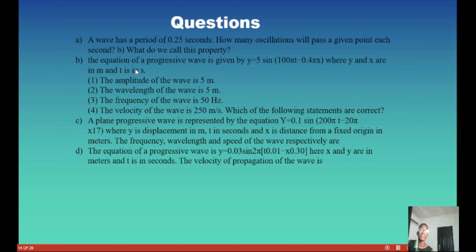So the next question says the equation of a progressive wave is given by y is equal to 5 sine (100 pi t minus 0.4 pi x), where y and x are in meters and t is in seconds. So let's quickly go to the board. So we have y is equal to, don't forget our first formula, y is equal to A sine (wt plus or minus kx). So having that now, we're going to write down the equation that we were given. So we have 5 sine 100 pi t.